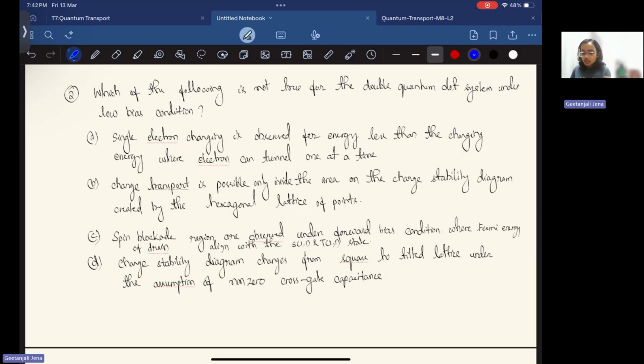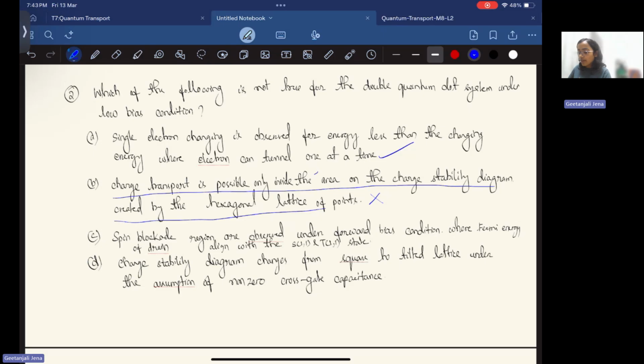Question number 2. Which of the following is not true for a double quantum dot system under low bias condition? Option A, single electron charging is observed for energy less than the charging energy, where electrons can tunnel one at a time, which is true. Option B, charge transport is possible inside the area on the charge stability diagram created by the hexagonal lattice points, which is not true, because charge transport only happens at the triple point, the electron triple point or hole triple point.